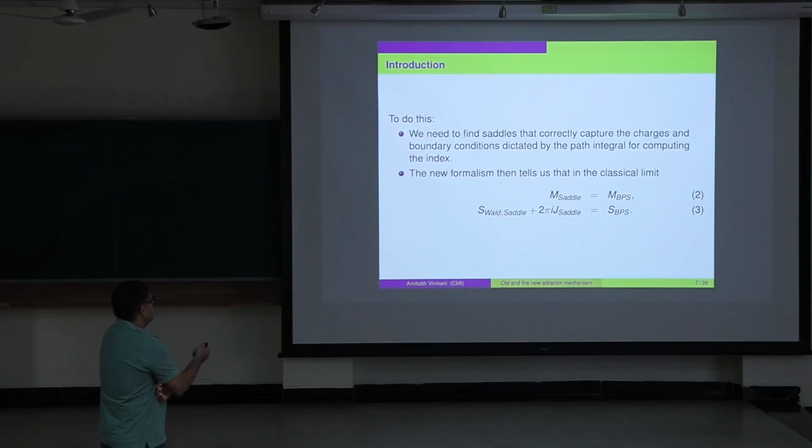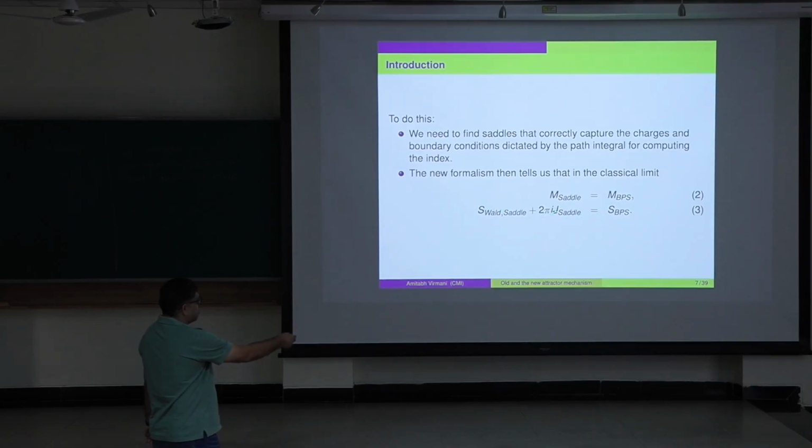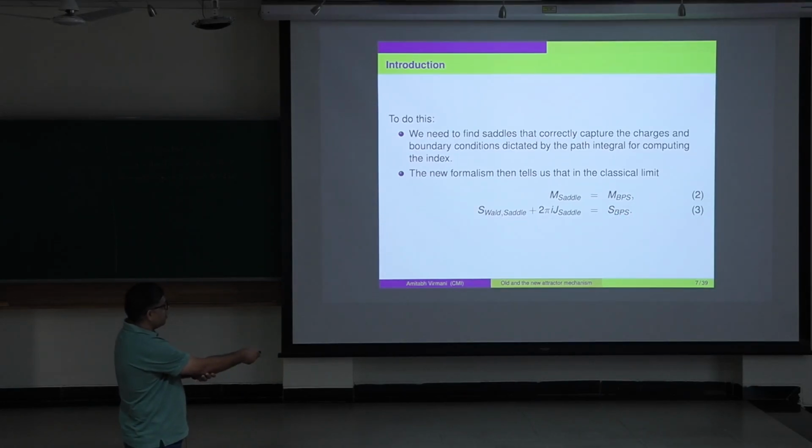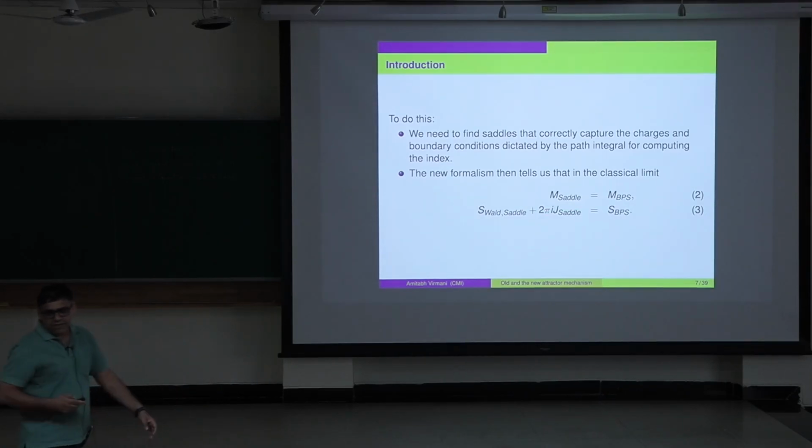Okay, now in order to do this, we need to find saddle solutions that correctly capture the charges and the boundary conditions dictated by the path integral that these authors have proposed for computing the index. What this formalism says is that the mass of the saddle should be equal to the mass of the BPS black hole, and the saddle rotates in certain ways. This rotation gives rise to the non-zero temperature, which is what allows you to do the calculation in the asymptotically flat region. Now the Wald entropy for this saddle, added to the Wald entropy of this angular momentum, should give you the BPS entropy. The previous papers in 2001 and so on gave the formula for the BPS entropy. The project is to calculate the Wald entropy for the saddle solutions, calculate the angular momentum for the saddle solution, and show that the two things add and give that famous formula. That is what we want to do.